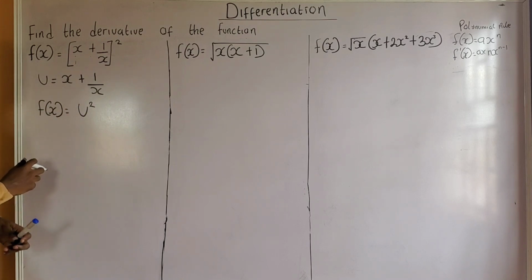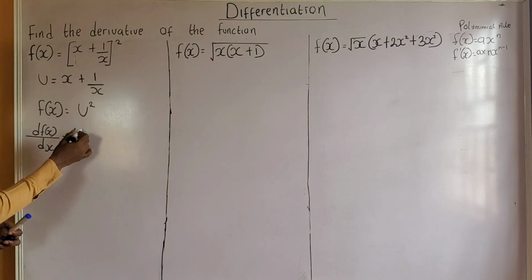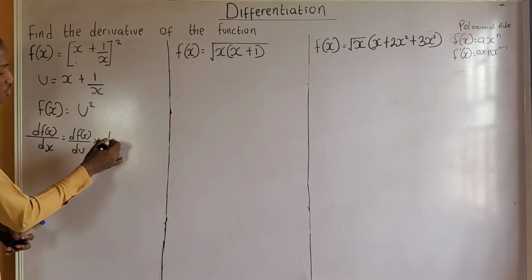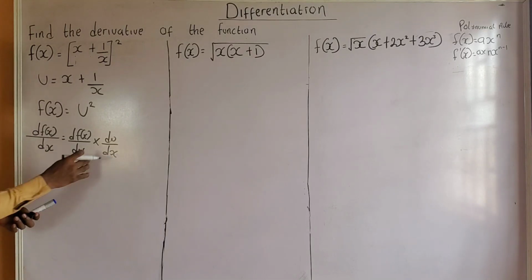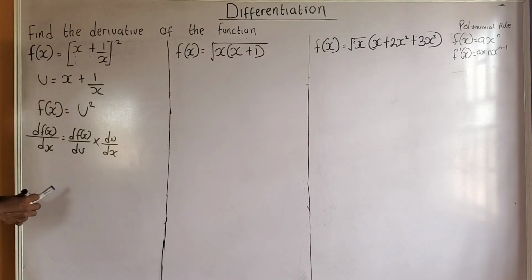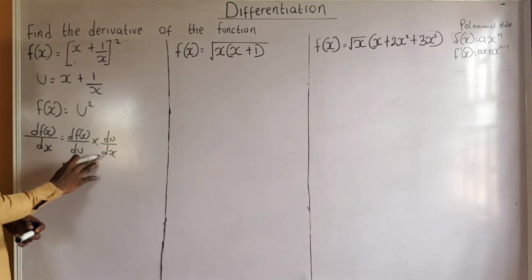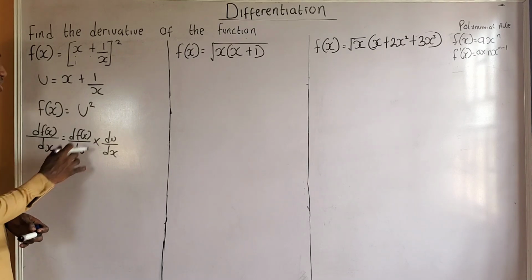Do you understand? According to the chain rule, just like what we did in the last class, the derivative of f of x with respect to x will be equal to the derivative of f of x with respect to u multiplied by the derivative of u with respect to x. So from this point, I need the derivative of u with respect to x, and I also need the derivative of f of x with respect to u. Do you understand? So let's go.